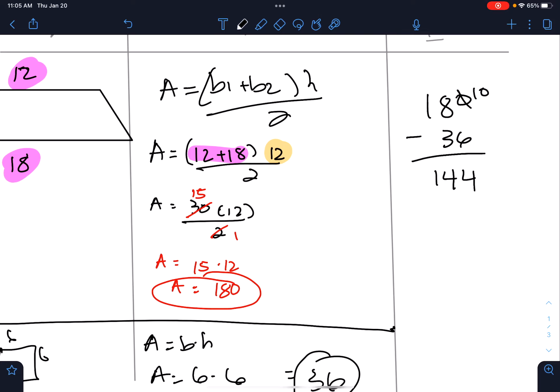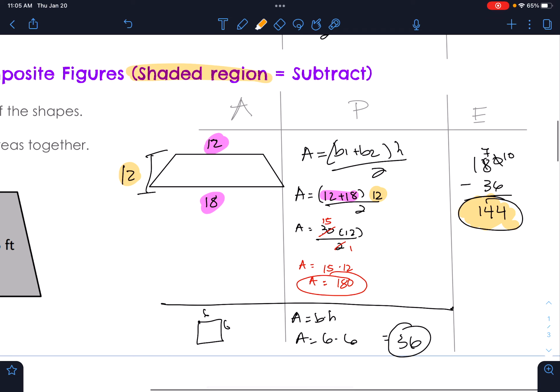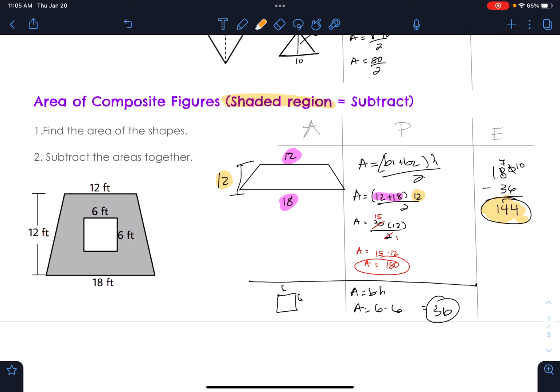I'm going to have to borrow here. So the area of the shaded region is 144. This would be your answer. Again, keyword shaded region. That means subtract.